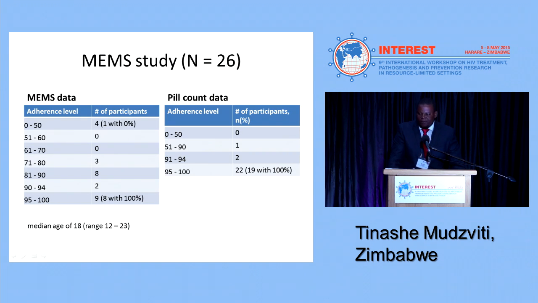So what did we find out? From 26 of the participants, according to our MEMS data, we had 4 participants with adherence levels between 0 and 50%. But if you look at the pill count data, none of the participants had those adherence levels. And when you look at greater than 95% adherence, using our MEMS data, 9 of the participants had greater than 95%. With the pill count data, 22 of the participants had adherence levels greater than 95%, and 19 of them had 100% adherence.